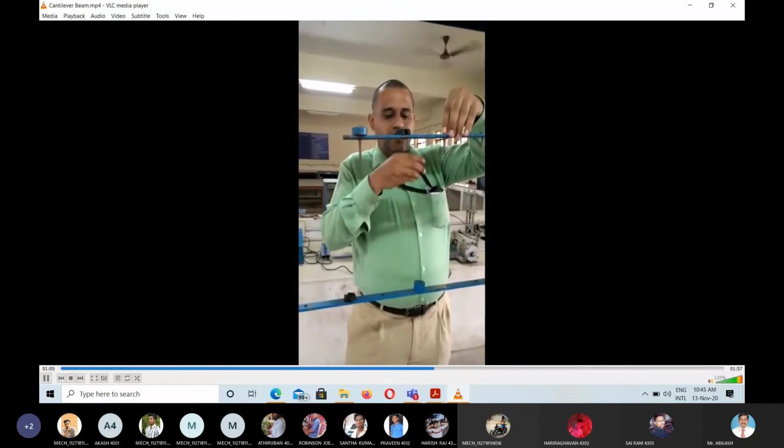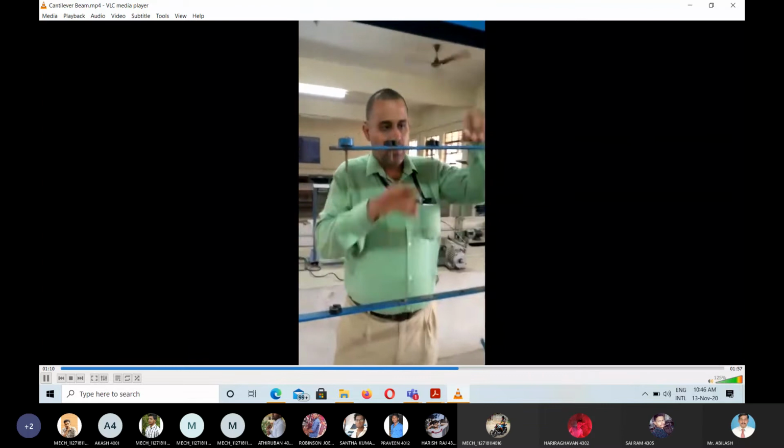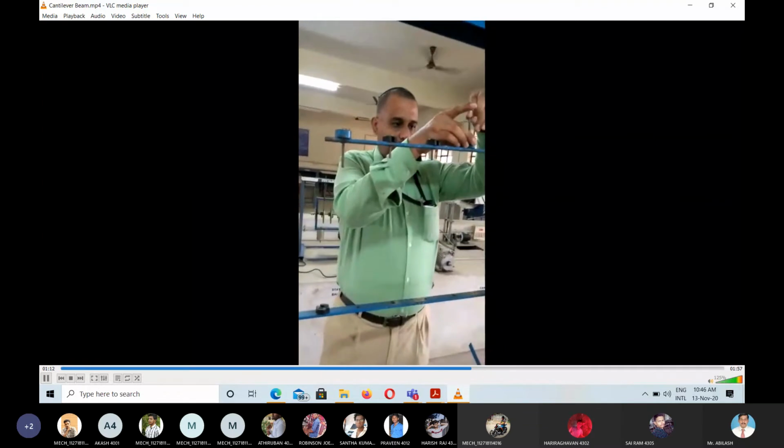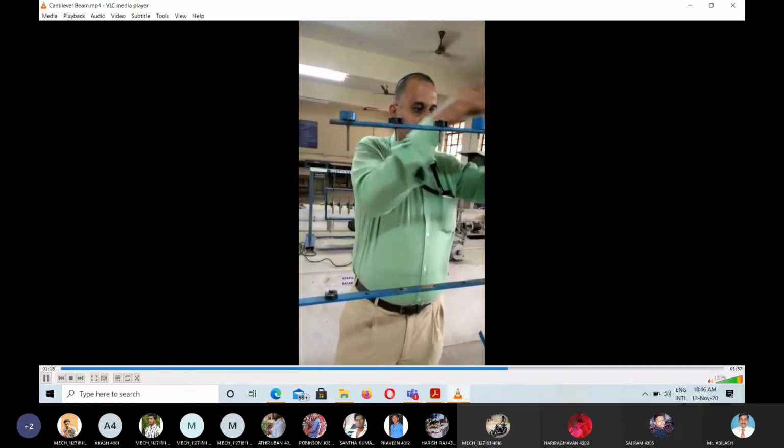Next, this is loading at the end. Next, we are going to take the same set of readings. So we are going to take 3 trials, the same set of readings for concentrated load. So this is the procedure for concentrated load.